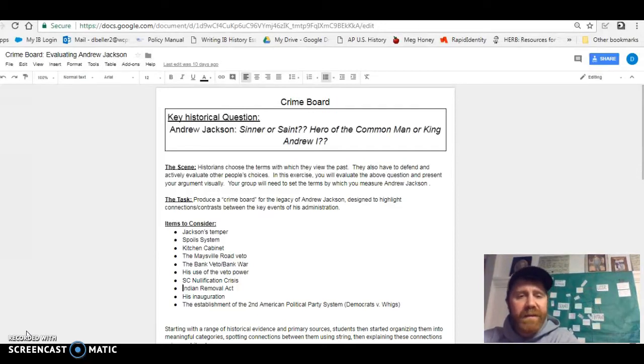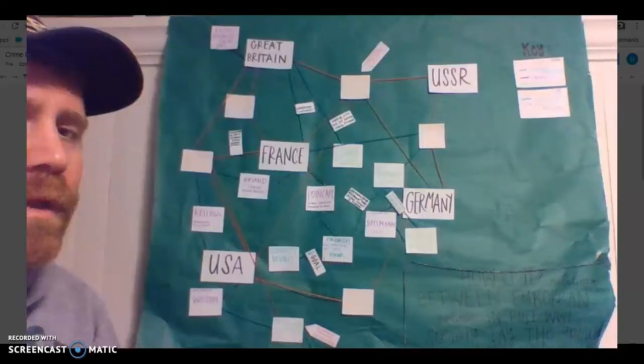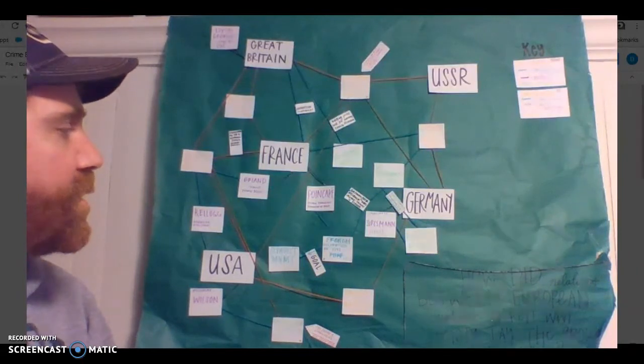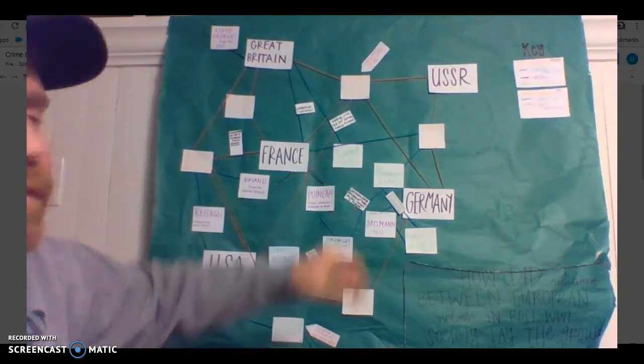Your job is to produce a crime board for the legacy of Andrew Jackson, designed to highlight any connections between the key events of, or contrast between the key events of his administration. You are going to present these connections visually in a mind map or a crime board, which you see an example of right behind me, and we'll look at that here in just a moment.